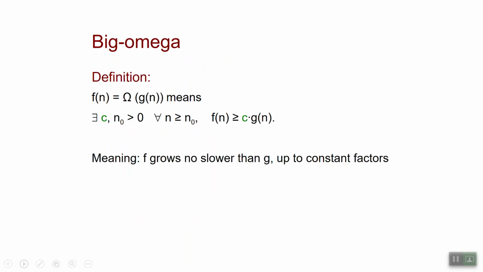The corresponding lower bound to big O is what's called the big omega, which is denoted with the Greek capital letter omega. We say that f of n is big omega of g of n if you can find some constants c and n0, such that when n grows larger than n0, f of n will be at least c times g of n. And the meaning is that f grows no slower than g up to constant factors.